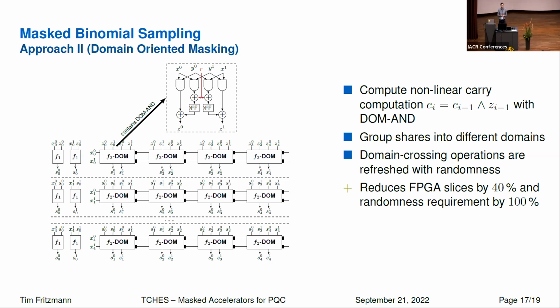less components here. The principle of the DOM AND that we have used for our carry computation is to split the secret variables into separate domains, and all the computations are performed within the domain. And only for the domain crossing operations, we use fresh randomness, in our case, the R value. So as you can see, the circuit size really reduced, and in total, we have 40% less FPGA slices here, for example.